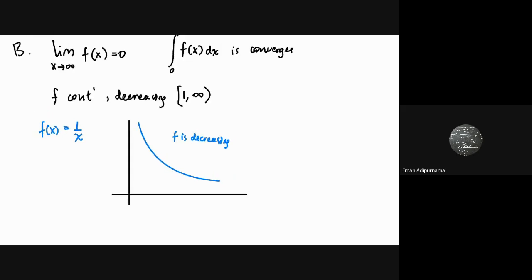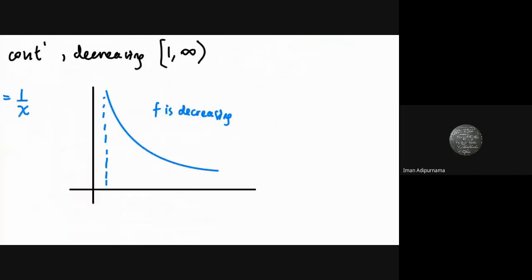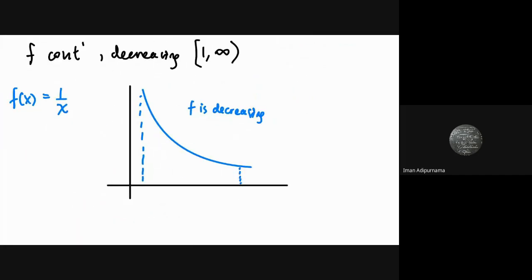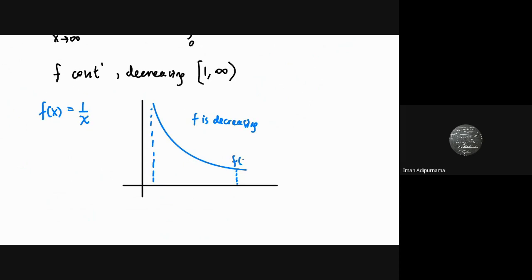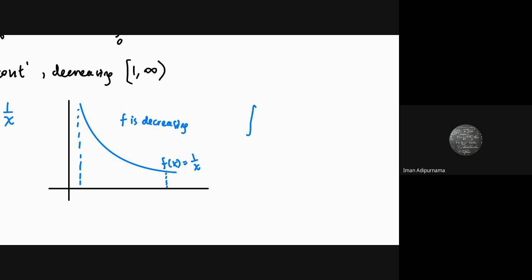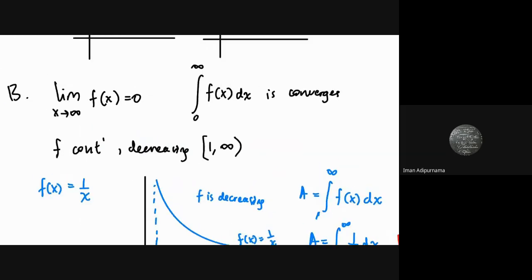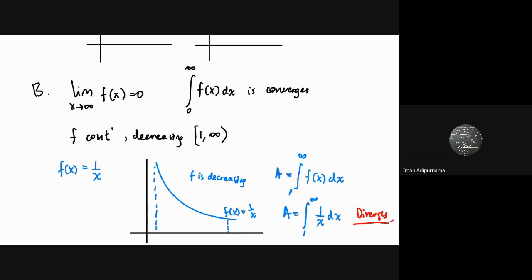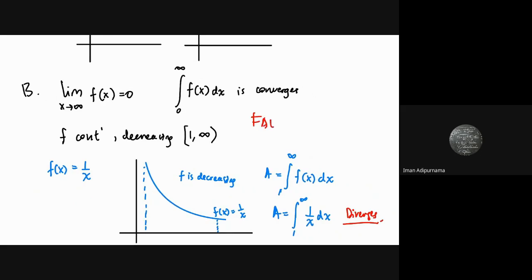And if we are going to have the area under the curve, in our case it should be from 1. Let me just write A for area. So this will be the integral of 1 over x dx, which diverges, right? So the statement is not applicable to all cases. So we can say that this will be a false statement.